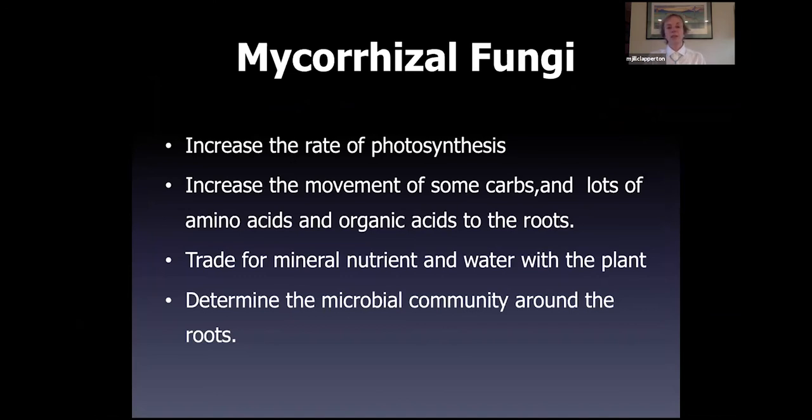Mycorrhizal fungi increase the rate of photosynthesis because they rely on amino acids, organic acids, and neutral carbohydrates from the plant. So they need to increase the rate of photosynthesis. They do that by providing more mineral nutrition and more water to the plant, so it can maintain photosynthesis. And they're trading, so they are the original carbon traders for sure.